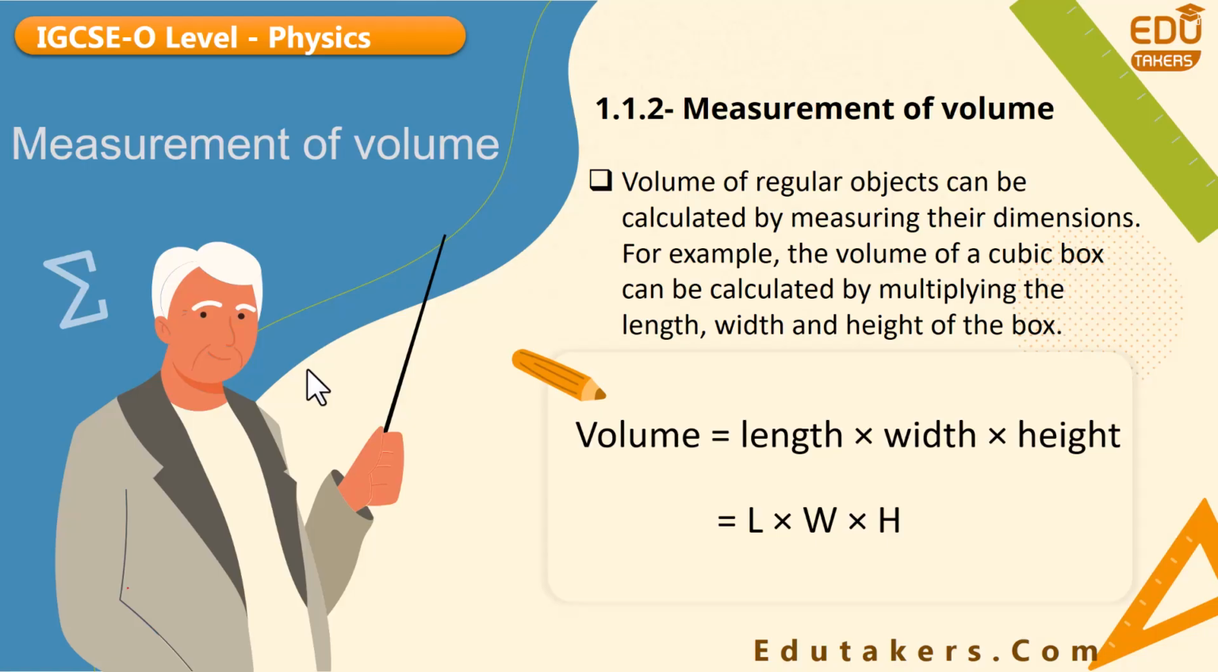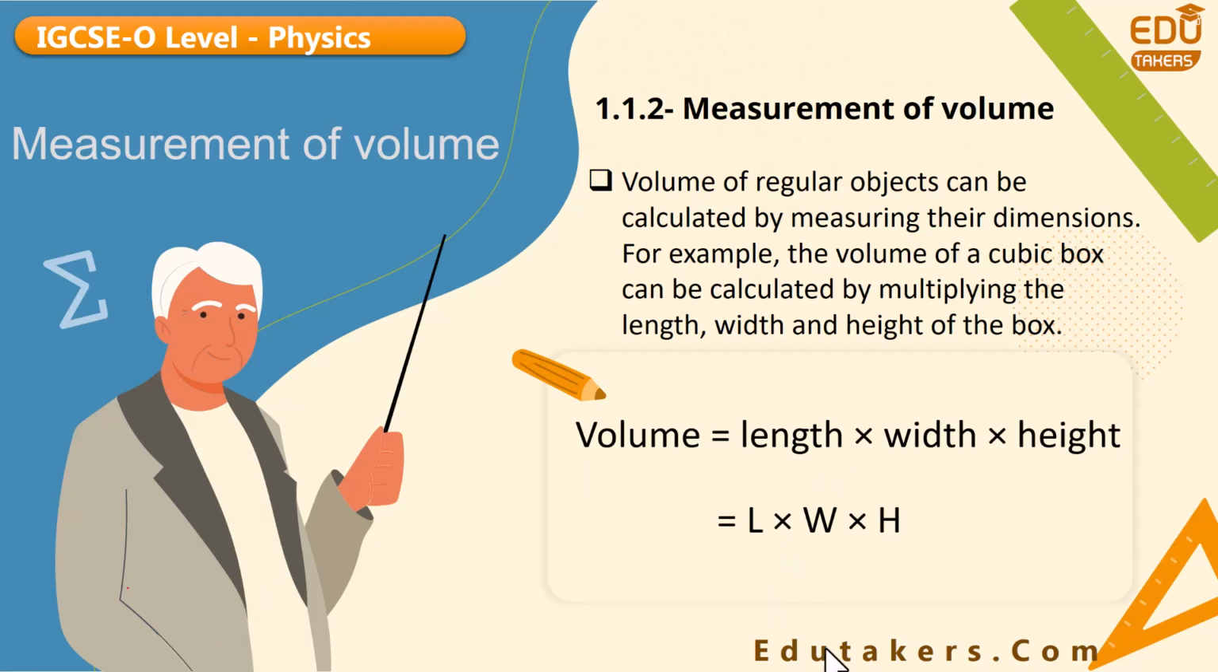When you are going to measure the volume, it depends upon the object, either the object is regular or irregular. If the object is regular, just like a cubical box, and you need to find out the volume of that box, then how can you find it? You just need to multiply the length with width and height. Then you get the volume of that regular object.